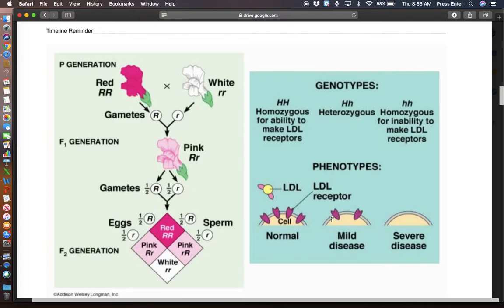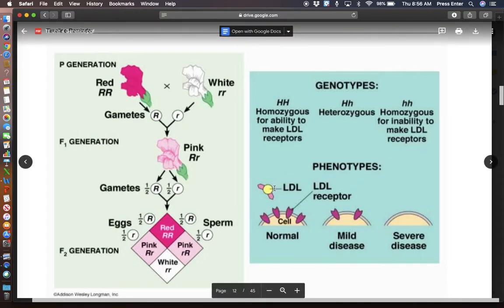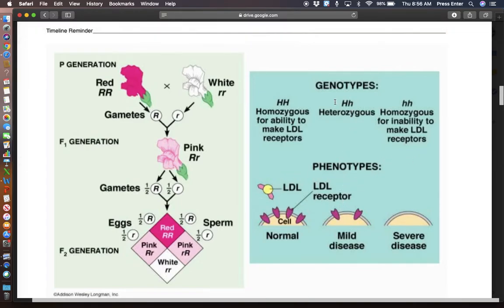You don't have as many of these receptors on the outside, so a lot of this cholesterol stays in your bloodstream. Don't forget, this is a cell. You could have blood zooming through here right next to it. If you're heterozygous, big H, little h, you have a few of those receptors, but you don't have a lot. So your blood cholesterol, once again, might be a little bit higher.